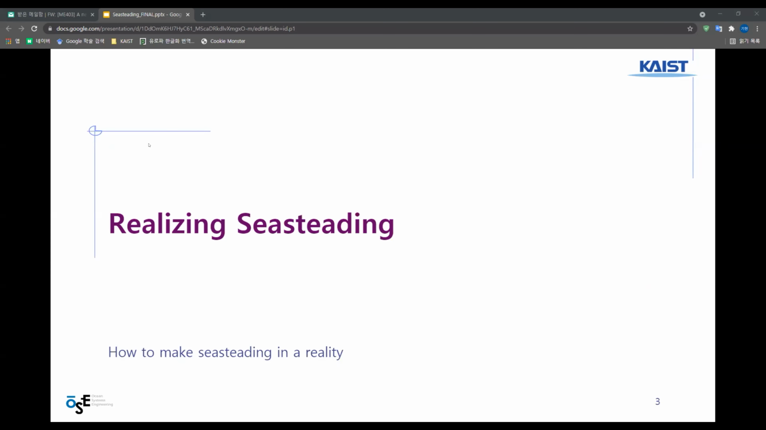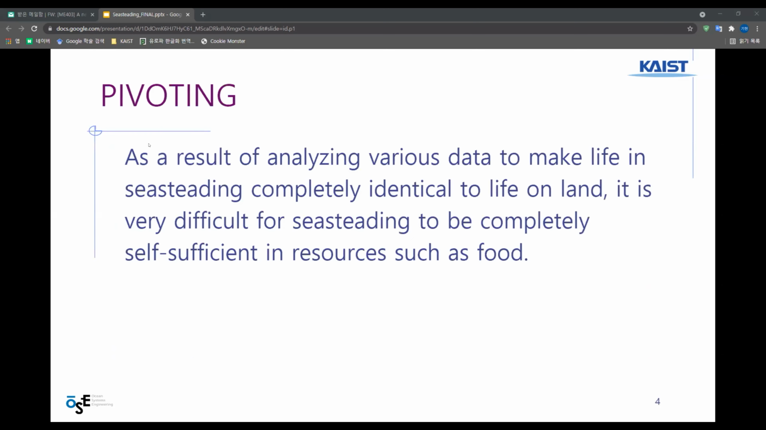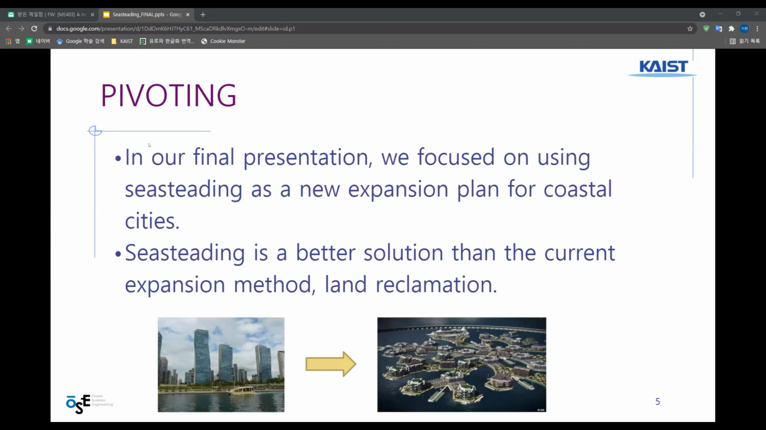First, I'm going to discuss how to make a study in reality. In our first and second presentations, we said that the self-sufficiency study was on the high sea, but we figured out there is no way to solve the resource problems, such as food, to give people the same lifestyle as on the mainland. So we did some pivoting on our original plan. We would like to propose our study as an extension method of the coastal city.